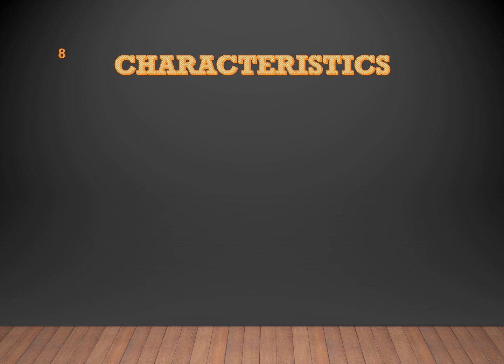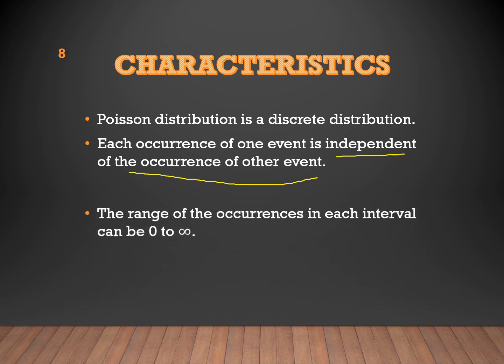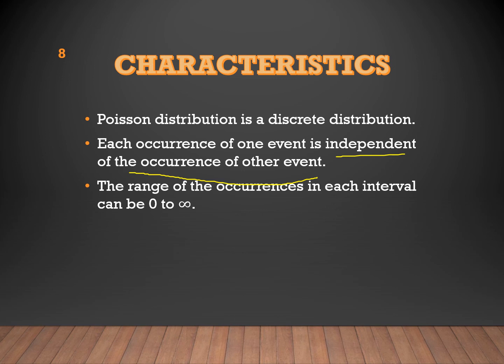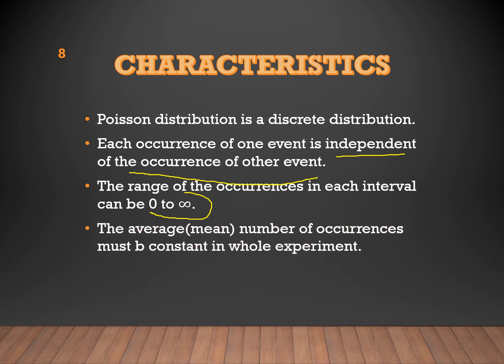Characteristics. Here we discuss the characteristics of Poisson distribution. Poisson distribution is a discrete distribution. Each occurrence of one event is independent of the occurrence of another event. It means that both events do not depend on each other. The range of the occurrences in each interval can be 0 to infinity. The average mean number of occurrences must be constant in the whole experiment.